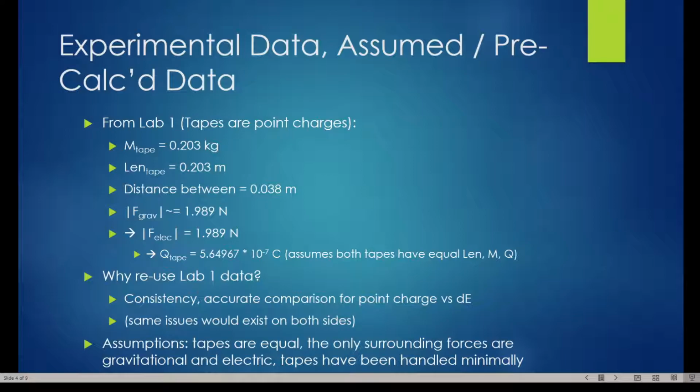Anyways, the tape's mass is roughly 0.203 kilograms, and the length is 0.203 meters. Tapes had a separation of 3.8 centimeters. The gravitational force was roughly 2 newtons, and so the electric force was roughly 2 newtons. And Q was calculated to be 5.64 times 10 to the negative 7th coulombs. The assumptions being made are that the tapes are equal, there are only two surrounding forces, gravitational and electric, and that the tapes have been handled minimally.